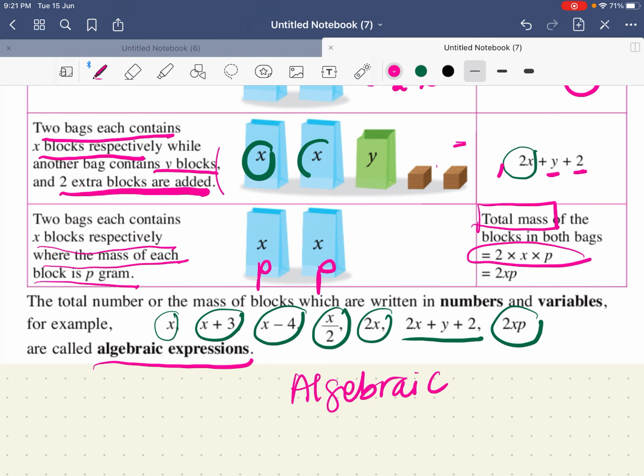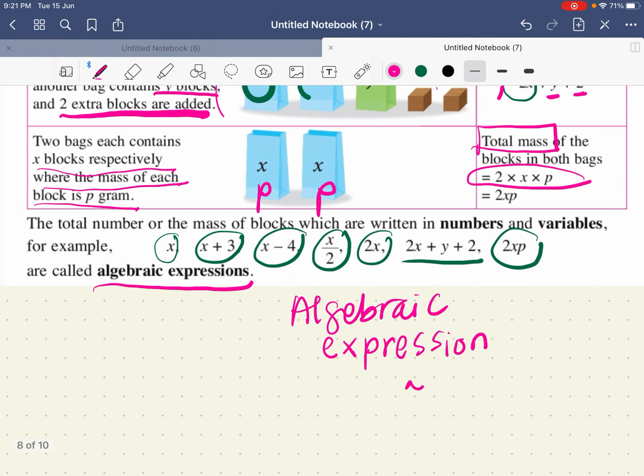Okay, the correct pronunciation you can Google it. Saya sebut cepat-cepat je. Okay, algebraic expression. Ungkapan. Dalam bahasa Melayu dia adalah ungkapan. Ungkapan apa? Ungkapan algebra.